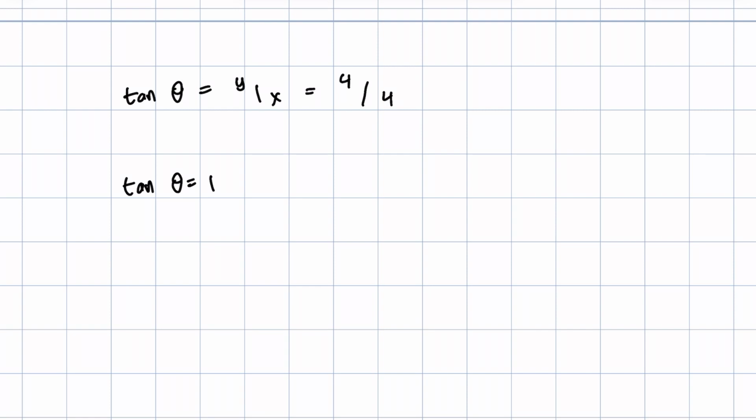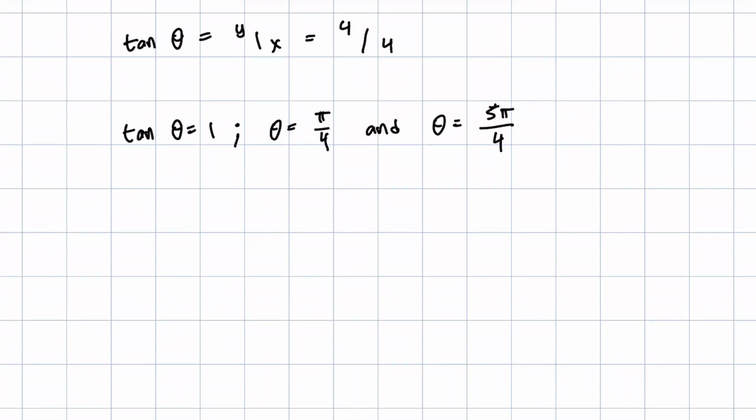Now, on the unit circle, this happens at 2 places. It happens at theta is equal to pi over 4, and at theta is equal to 5 pi over 4. So if there's 2 possibilities, how do we know which one is the right one? Well, we're going to have to use the question that was given to us as a clue as to what the correct angle is. And so the coordinate that we were given was 4, 4.